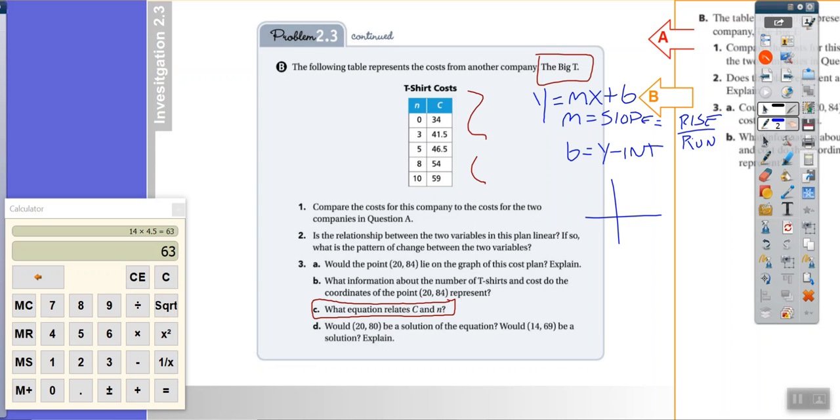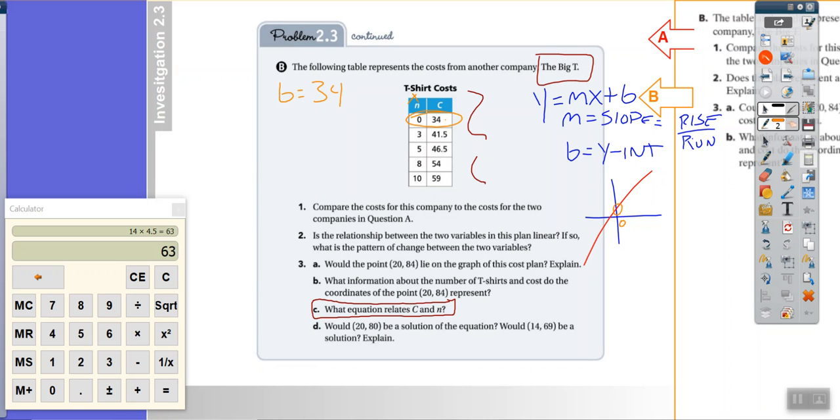Now, the y-intercept occurs on the y-axis. So if I have a graph, the y-axis has an x value of 0 all the way up and down this line. So that means the y-intercept occurs when x is 0. When x is 0, in this case, the independent variable is 0. The dependent, or the c value, is 34. So right now I know that the b value is 34.